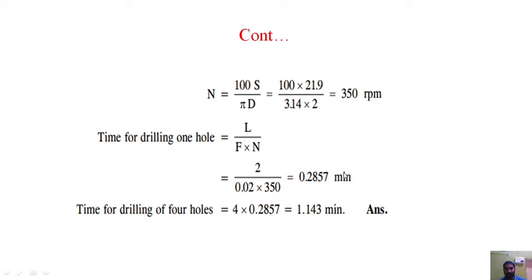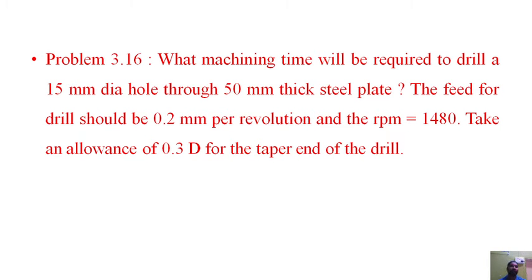If you substitute this, you will get time for drilling for one hole. We required 0.2857 minutes. So this is for one hole. We have 4 holes, such kind of 4 holes. So 4 into 0.2857 will give you 1.143 minutes. It is the final answer for drilling 4 holes. So both the length and diameter is 2 centimeter. Okay. So we continue with the next problem.